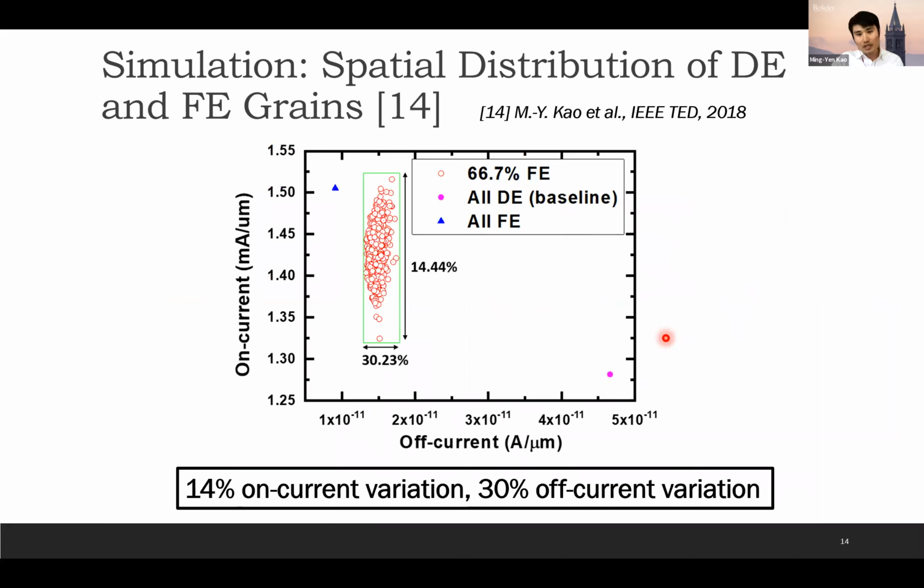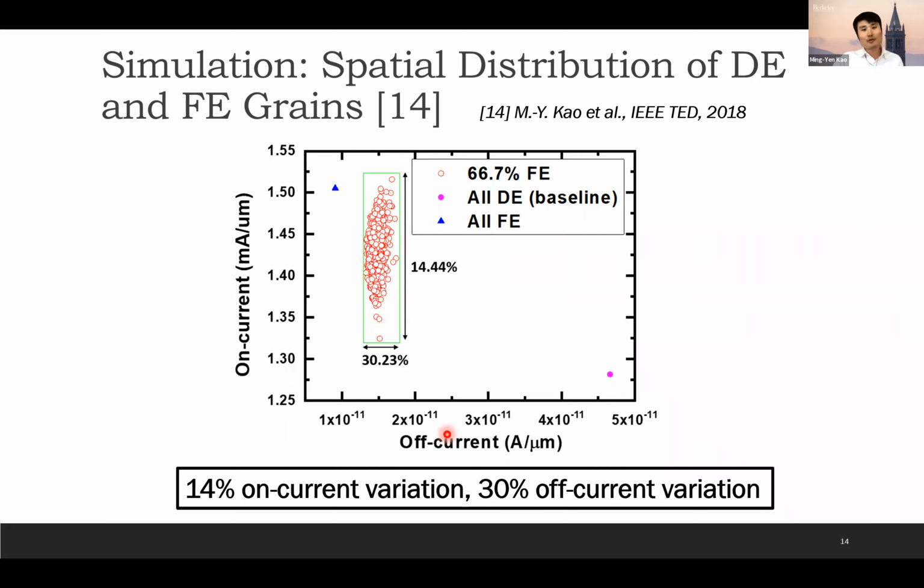Monte Carlo simulation. If we look at this plot, the y-axis is the on current and the x-axis is the off current. And this pink circle is for the baseline. It's not an NCFET. And the blue triangle is a pure ferroelectric NCFET. We can see there's an off current reduction and on current boost, and that's a benefit of NCFET. But right now we have the impurity, right? So there is variation due to those impurities. We can study how much variation, and we can design our transistor to keep that variation within our expectation.